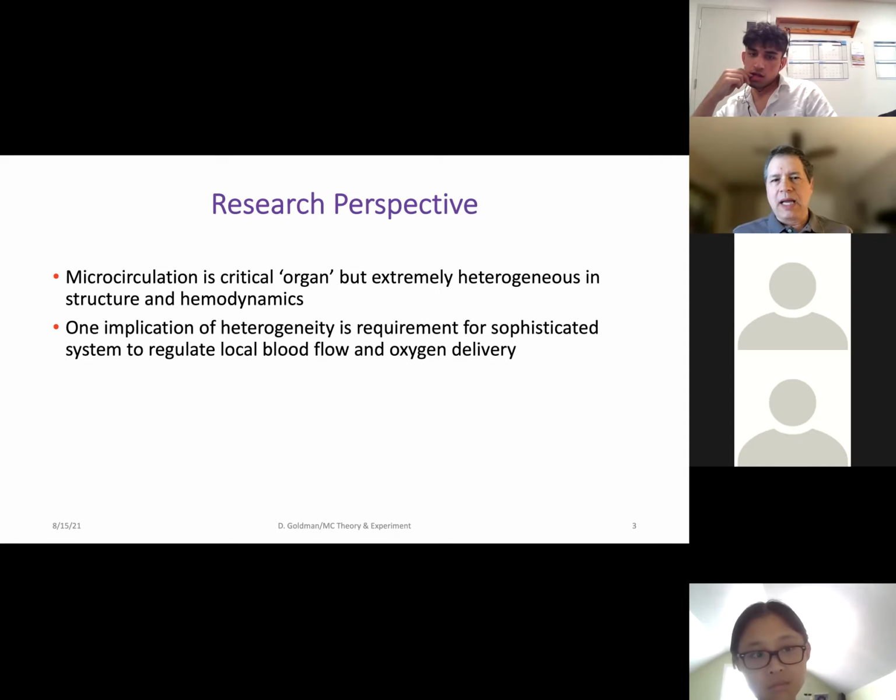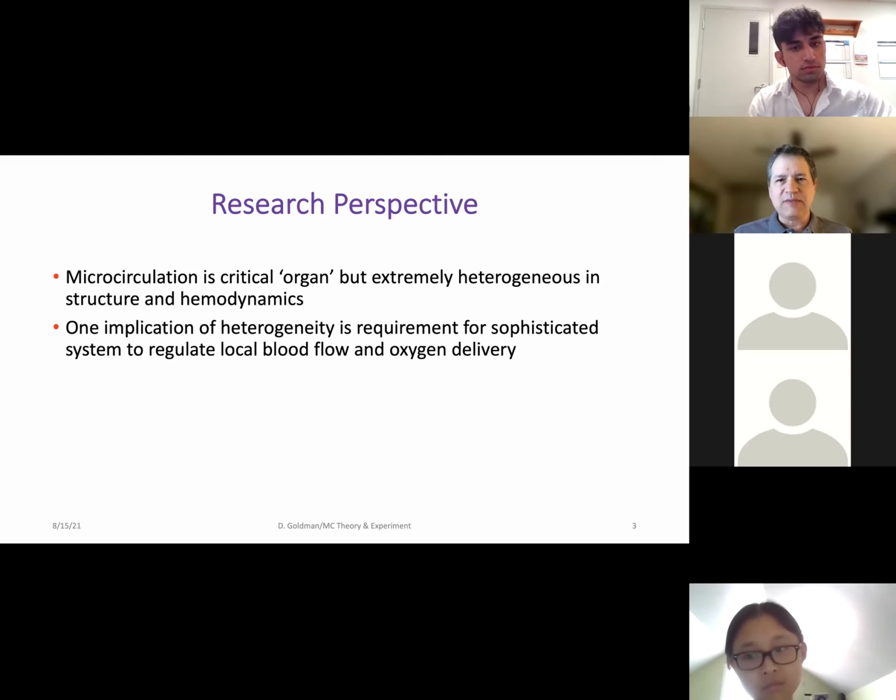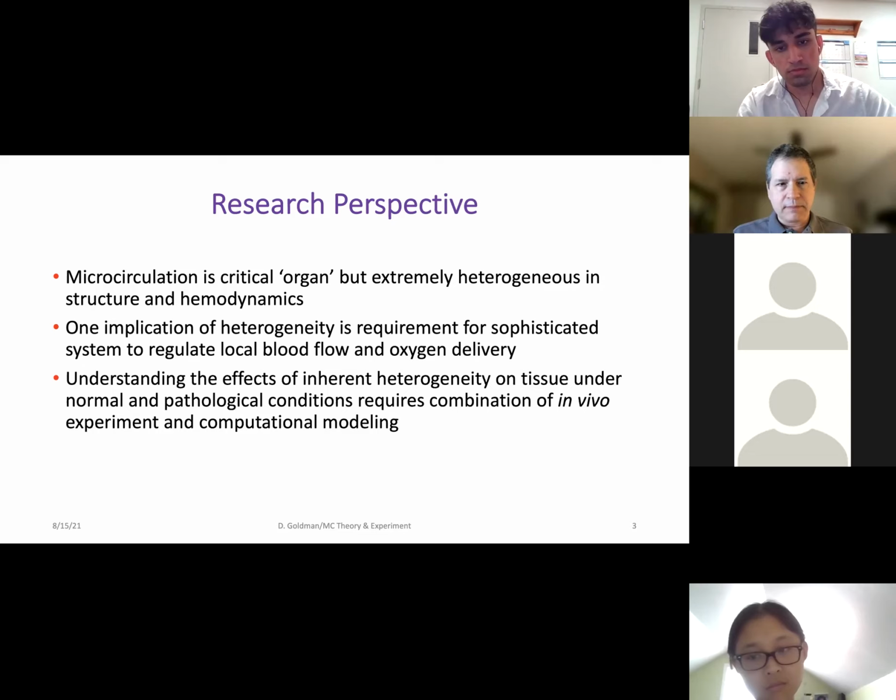One implication of this heterogeneity is that you need a sophisticated regulation system for blood flow and oxygen delivery. We'll see that things are really complex in the microcirculation. Some people think of it as a black box. A lot of times, physiology and medicine consider it a black box. But the details of the microcirculation, I think, are important, and that's something we need to deal with. Understanding the effects of this heterogeneity on tissue under normal and pathological conditions, as I see it, requires a combination of experiments and modeling. And that's what I'm going to talk about today, and that's my approach in my research.